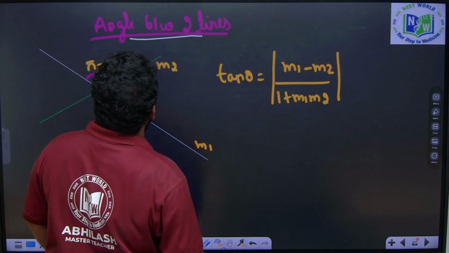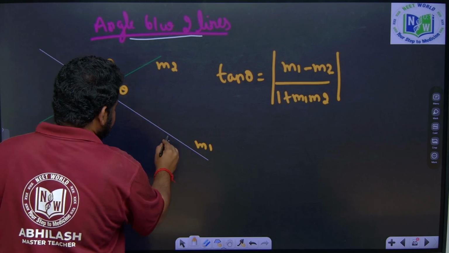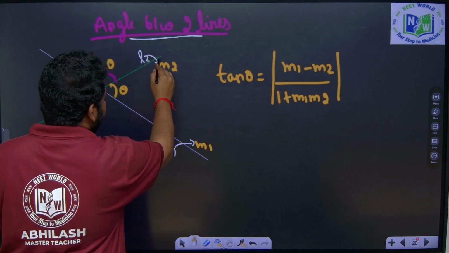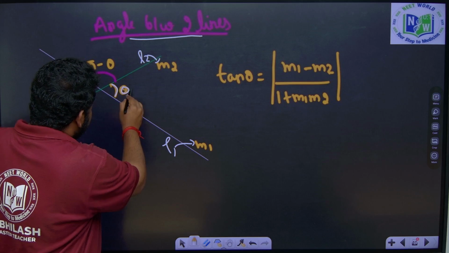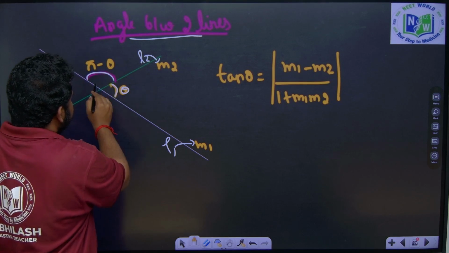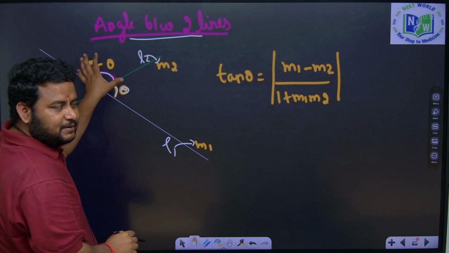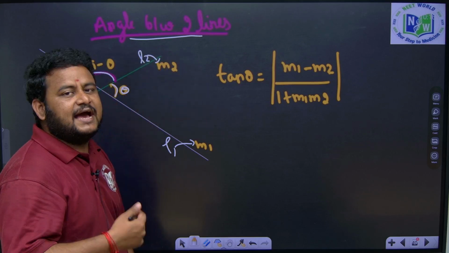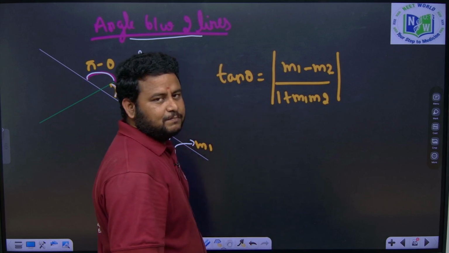Angle between two lines is given by, see here, if this is line L1 and this is line L2, L1 is having slope m1 and L2 is having slope m2. The angle between the two lines is taken as theta. If theta is acute, it is theta itself; if it is obtuse, we will take it as pi minus theta, because this is a straight angle, the total angle is 180, which you already know. Then tan theta is given by modulus of (m1 minus m2) by (1 plus m1 m2).